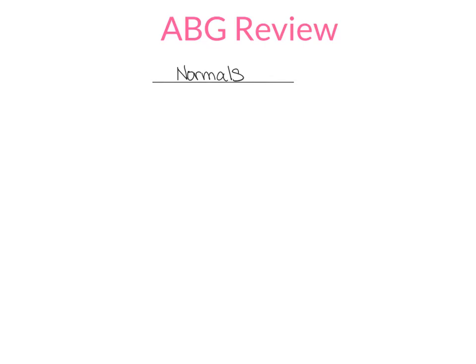Today we are going to review the basics of ABGs and interpreting them. So first, let's always go over our normals. Our normal pH is 7.35 to 7.45.